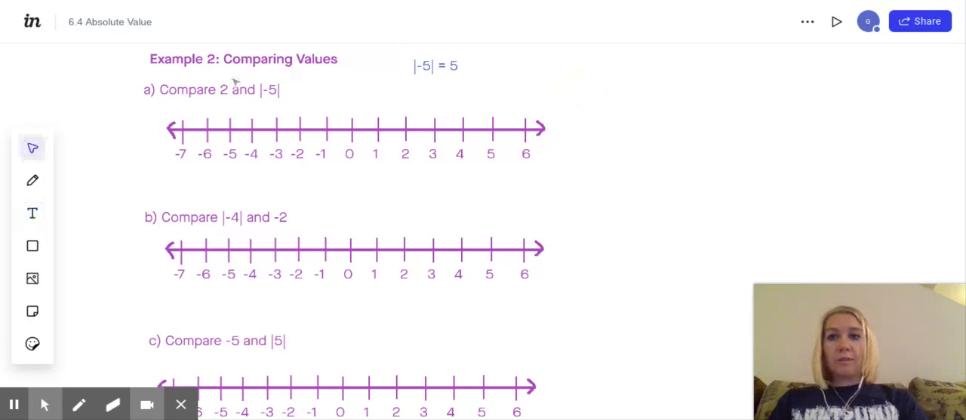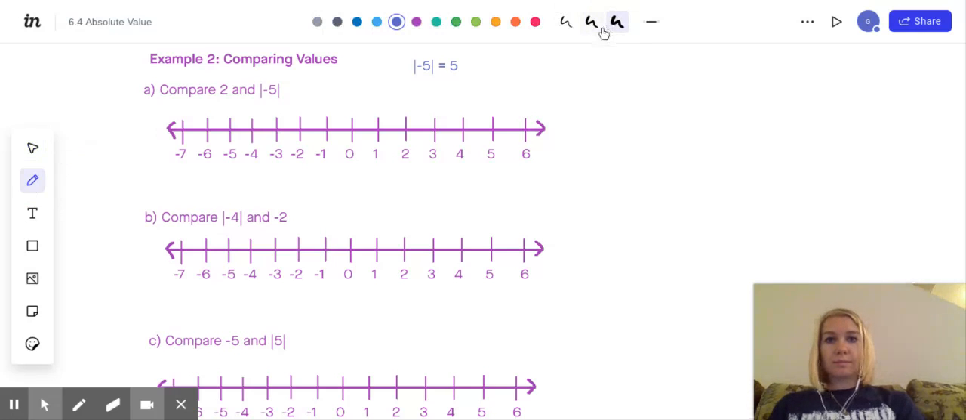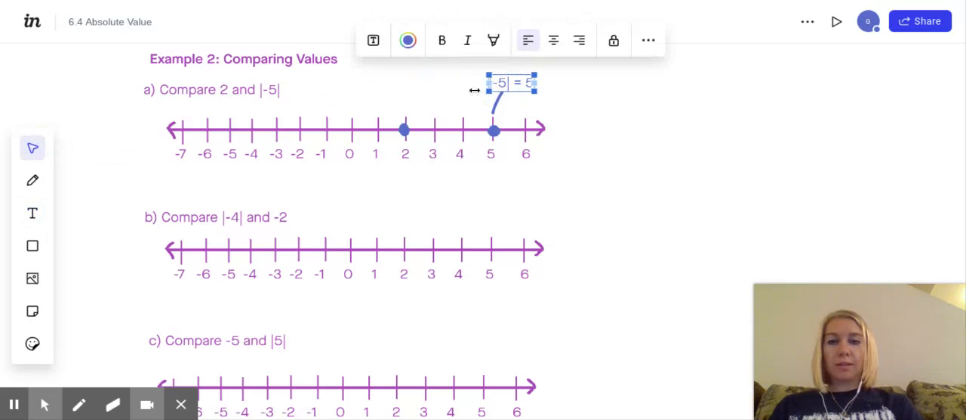So to graph, we're going to graph 2, which is right here. And then we're going to graph the absolute value of -5, which is 5. So we're going to graph 5. Remember that this 5 is actually the absolute value of -5, which equals 5.